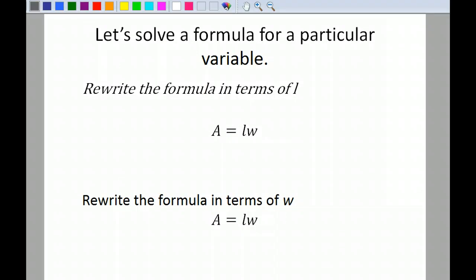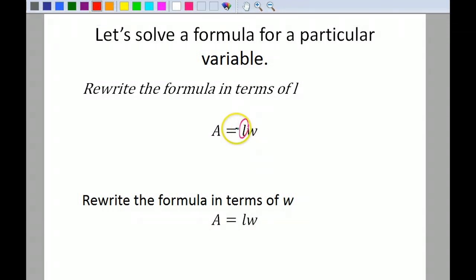I want you to rewrite the formula for area in terms of L, or in terms of length. Well, what I like to do is circle the variable that I'm wanting to get by itself, because I don't have any numbers that I'm working with. I'm just working with letters.